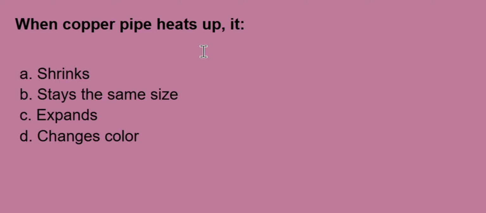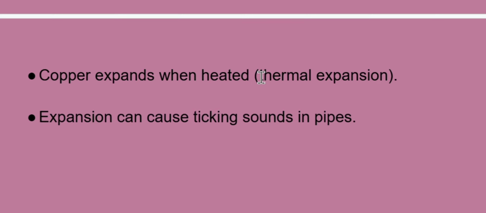Okay, when copper pipe heats up, it A, shrinks, B, stays the same, C, expands, or D, changes color. Correct answer is expands, right? So most metals, when you heat them, they will expand. Now, the reason why that's important, so first of all, we call that thermal expansion. Anytime you see thermal, that means it's to do with heat. Okay? So copper expands when heated. And so often customers will complain that whenever they turn the heating on, they hear this funny noise under the floorboards or in the walls or something. What's happening is the copper pipes are expanding, and that makes a ticking sound.